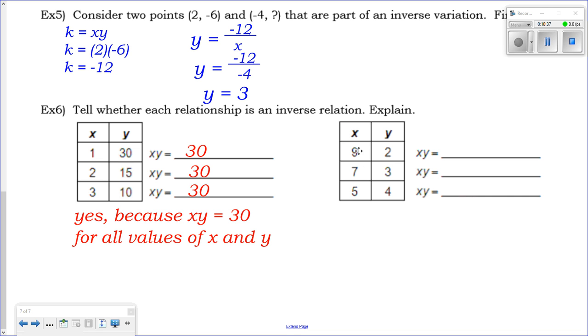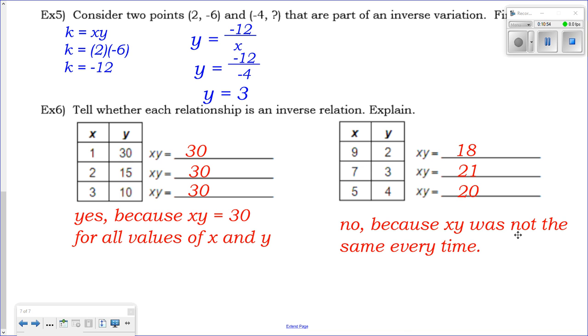Let's try over here. We do x times y. What's 9 times 2? 18. What's 7 times 3? 21. And what's 5 times 4? 20. So did we get the same number every time? No. So no, it is not an inverse variation because xy was not the same every time.